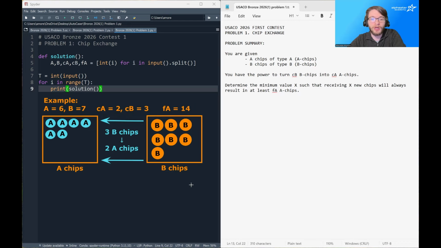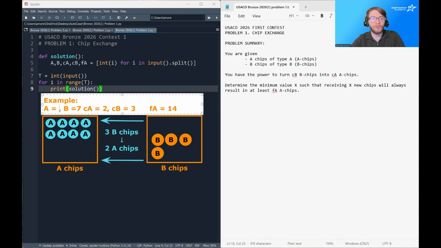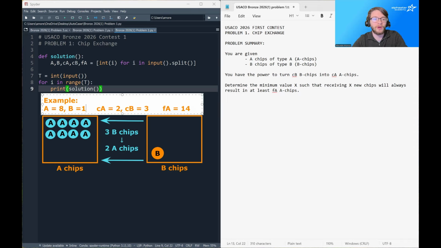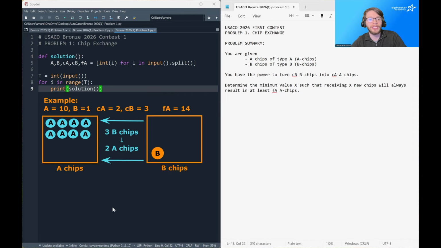So to start off this process, one thing we can do is turn all of the available B chips into A chips. So for example, here we can select these 3 B chips, we can delete them, and that is going to produce 2 A chips because every 3 B chips can be turned into 2 A chips. So now we're at 8 A chips in total, and in order to reach that, we consumed 3 B chips. And we can do that again, deleting another 3 B chips, and then we are going to produce another 2 A chips. So now we're at 10 A chips.